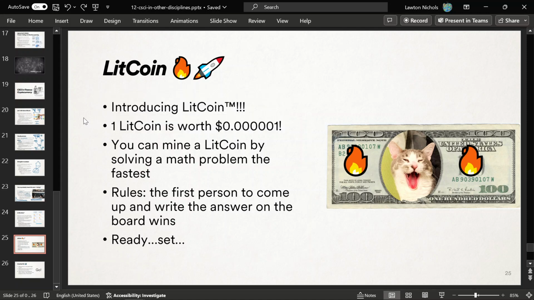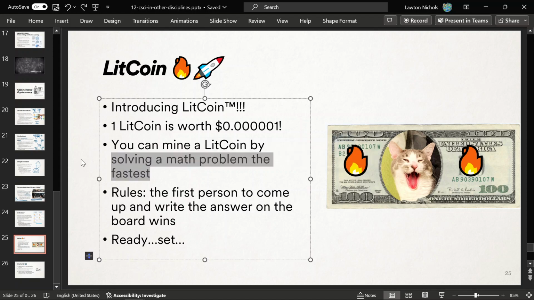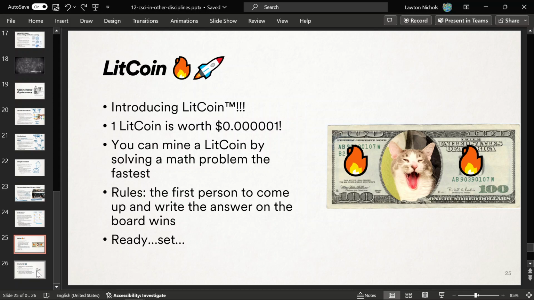up. And here's how you mine a Litecoin, all right? You're going to solve a math problem the fastest. So I'm going to put some questions up on these slides, and the first person to come up to the board, here's a marker for you. The first person to write the correct answer next to the question gets a Litecoin. I'm about to create some for you, okay? So, are you ready? Ready, set, go.